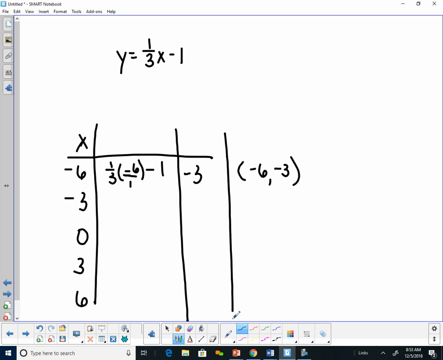Okay, I kind of shortchanged you on our table here, just so I could show you that multiple of my denominator. So if you have a fraction, I would change my numbers here to multiples of my denominator. That way I end up with a whole number here instead of either another fraction or a decimal. Okay.